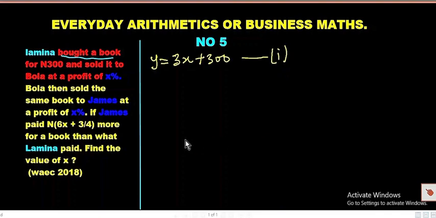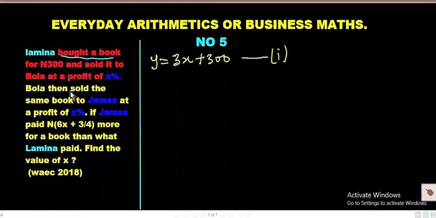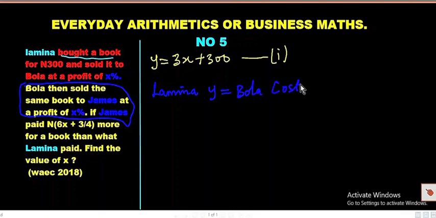All right, so let's go to the next statement. Okay, look at the next statement. Bola sold to James. Look at this. Now, remember something. Bola bought from Lamina. That means if Lamina sold to Bola, Lamina's selling price, which is y, must be equal to Bola's cost price. Consider that.